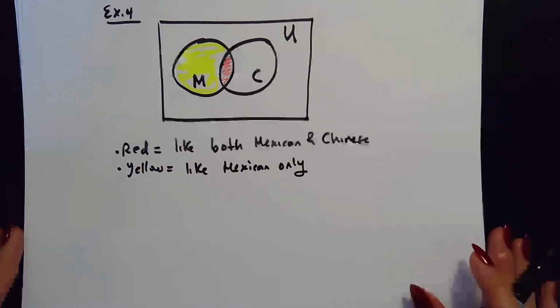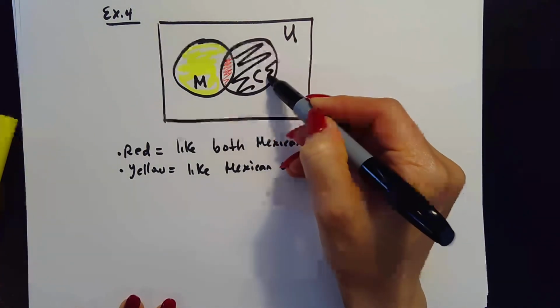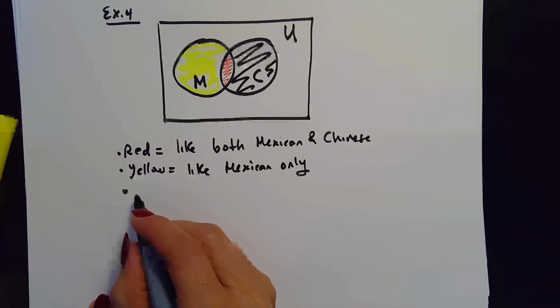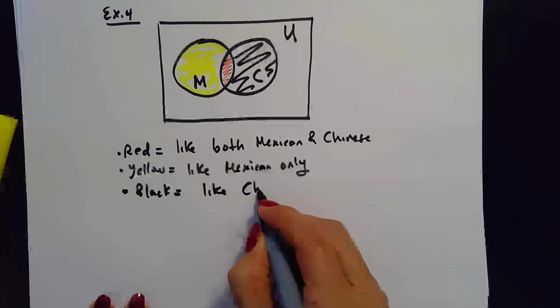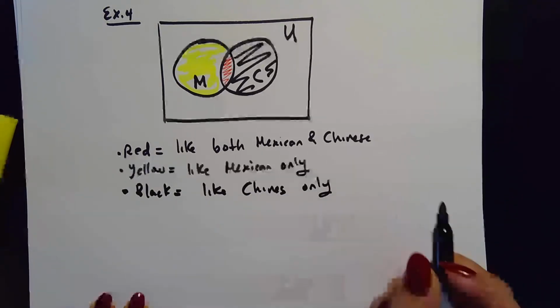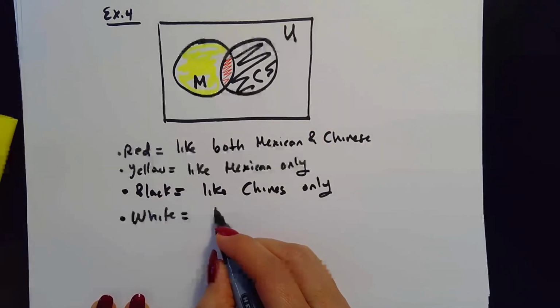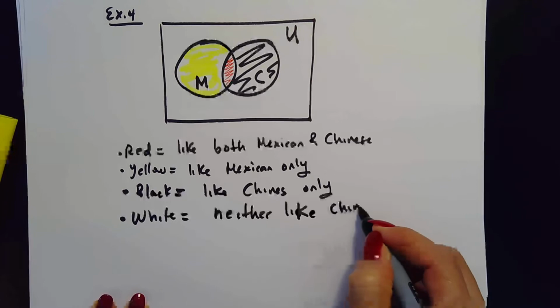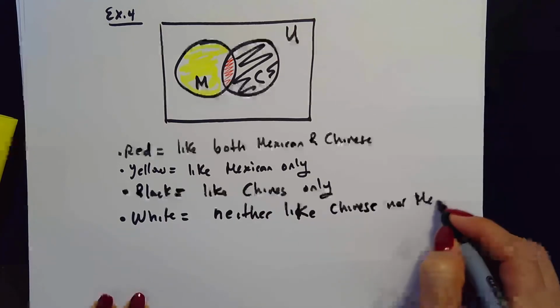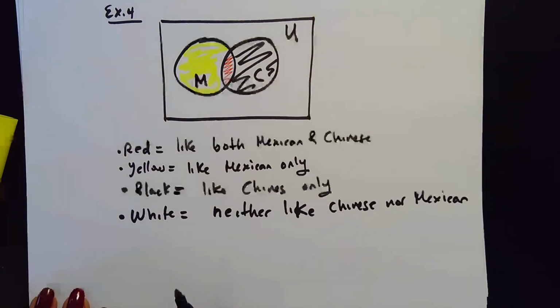Mexican food. And then if I had another color, I'm going to have to use black here for the Chinese food only. So in black, like Chinese food only. And then outside, you still have the white area. They like neither Chinese nor Mexican. Okay, so that's the area in white over here. You have people that don't like Mexican and don't like Chinese, right?